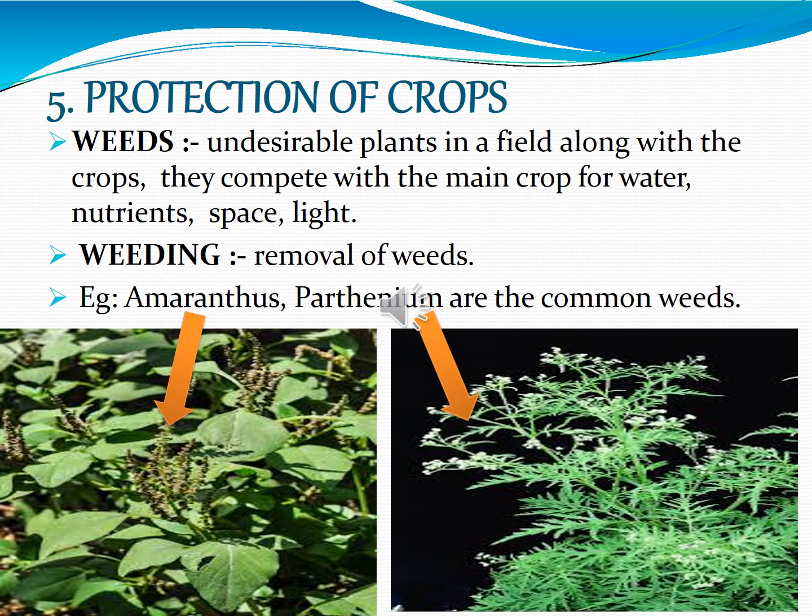The growth of various undesirable plants in a field along with the crops is quite common. These undesirable plants are called weeds. The process of removal of weeds from the field is known as weeding. Some of the undesirable plants, or weeds, are Amaranthus and Parthenium, which you can see in the picture.